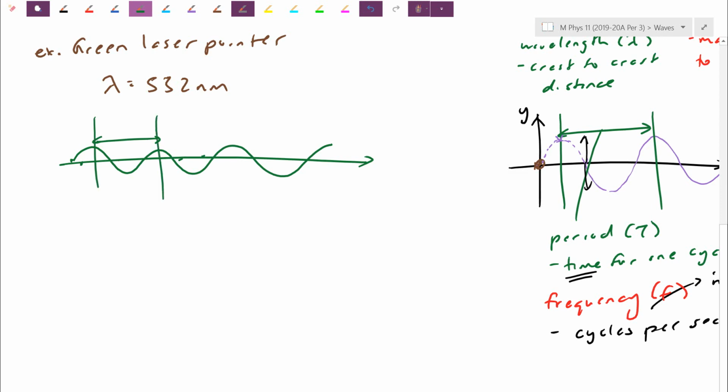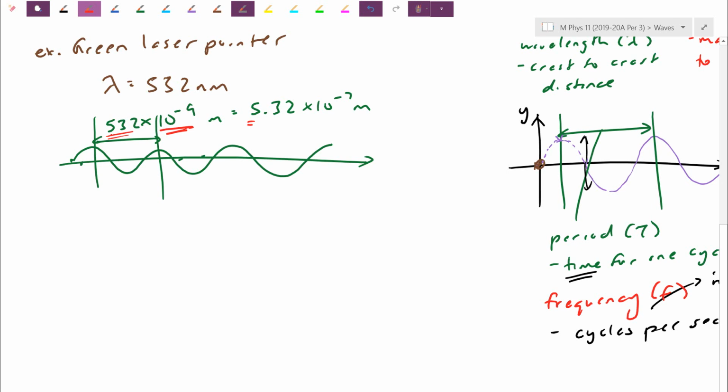Wavelength is the distance between one peak and the next peak, and this wavelength is a distance of 532 nano. Nano means 10 to the negative 9, so times 10 to the negative 9. If you put this in your calculator, it'll probably spit out 5.32 times 10 to the negative 7. It didn't change anything. It did say nano was 10 to the negative 9, so I've done that part correctly. It's just that I still have hundreds of nano. In proper scientific notation, if I move the decimal place over, I have 5.32 times 10 to the negative 7.